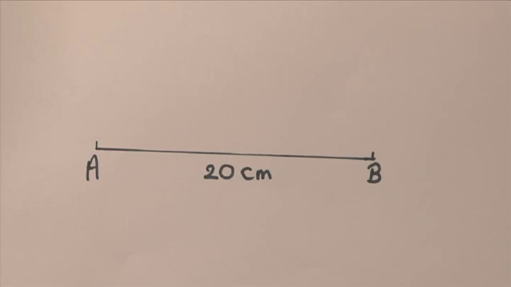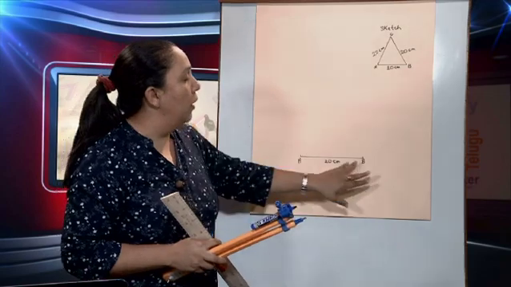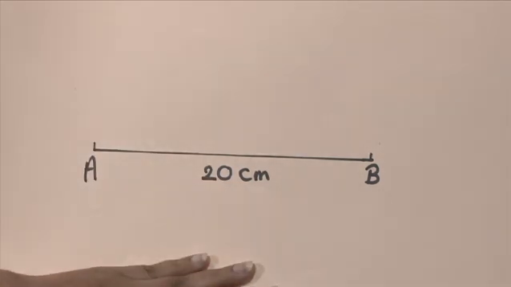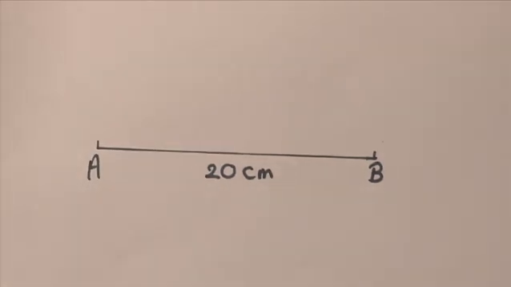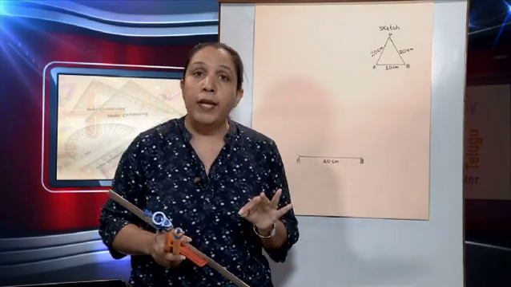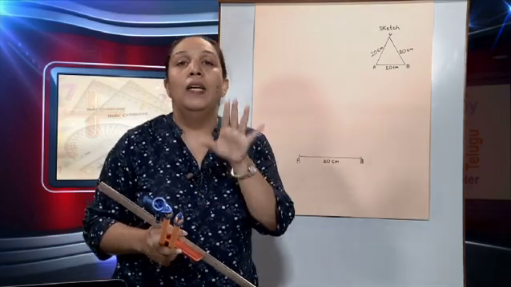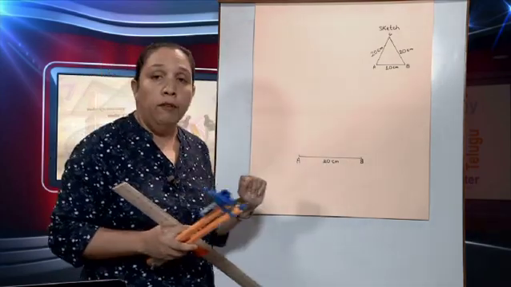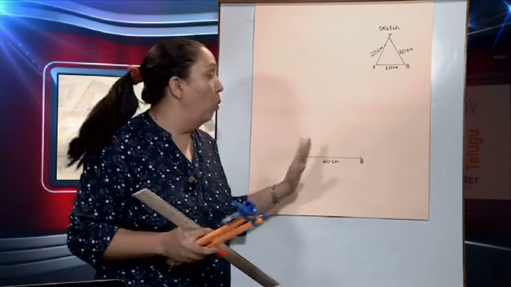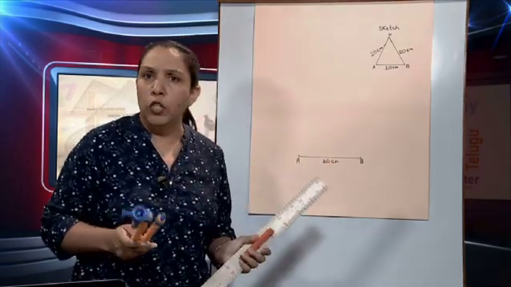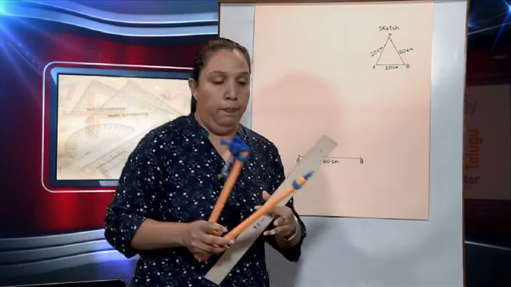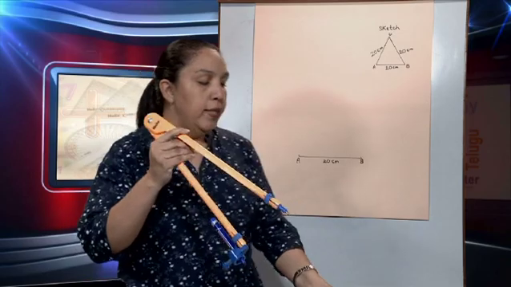Okay, so what do we need to do? Well, the first thing is you will draw a line segment AB of length 20. This is already done for you. And then what do we need to do? Remember, equilateral triangle, all the sides are equal. Therefore, I need to draw a triangle with all the sides 20 centimeters. How do we do it? Well, you use your ruler and your pair of compasses. You measure 20 centimeters.